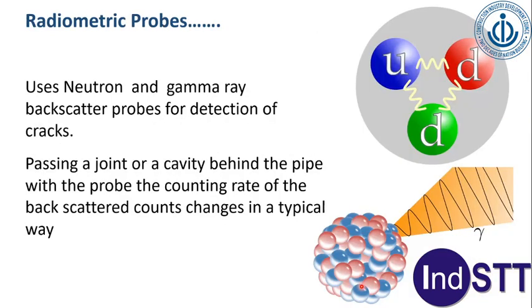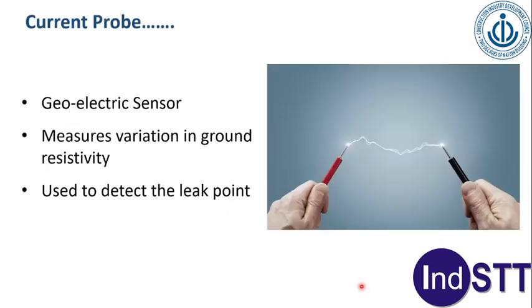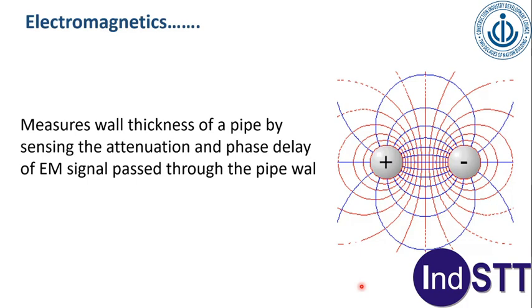Then we have radiometric probes, which use neutron and gamma ray backscatter probes for detection of cracks. When passing a joint or a cavity behind the pipe with the probe, the counting rate of the backscattered counts changes in a typical way. So this is another technique which is used for pipeline condition assessment. We have current probes, which are geoelectric sensors that measure variations in ground resistivity, and they are also used to detect leak points. Again, we have electromagnetics, which measures wall thickness of a pipe by sensing the attenuation and phase delay of an EM signal which is passed through the pipe wall.